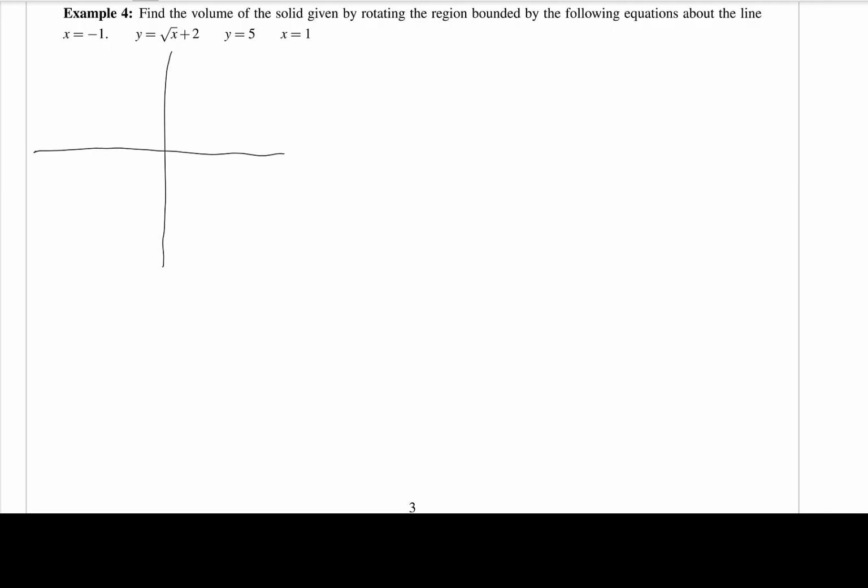Okay, here I'm going to be rotating about x equals -1. So I'll go ahead and mark that. So it's this line right here. X equals -1. That's what I'm rotating about. And then our region should look something like, okay, so we've got the lines y equals 5 and x equals 1. Those aren't too bad. 1, 2, 3, 4, 5. So if I mark this as green, blue, and purple, I can go ahead and start making some of these.